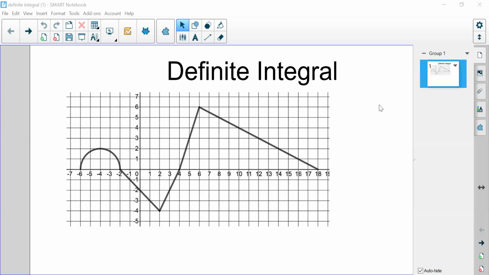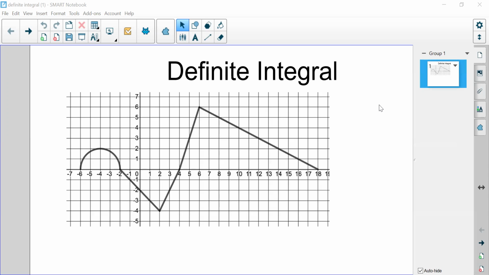Now, the technique that the video talked about only lets us do the exact area if we can make geometric shapes from the curves. And so this only works if we can have circles or straight lines. And then we're going to find the area under the curve.